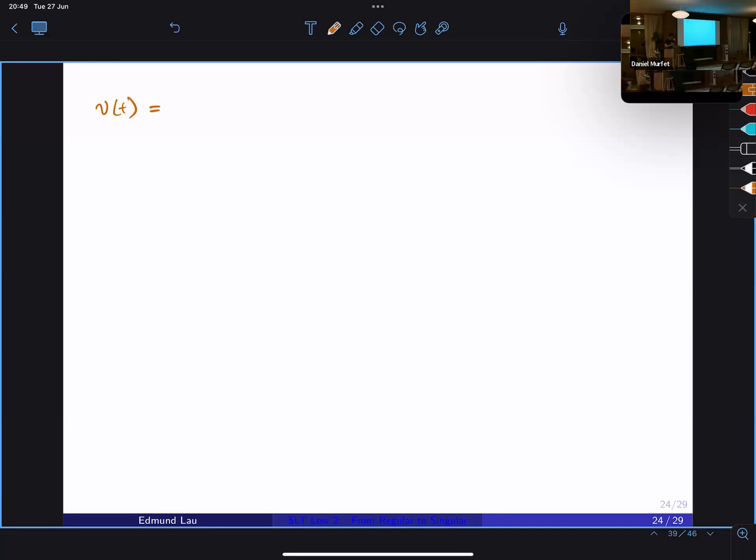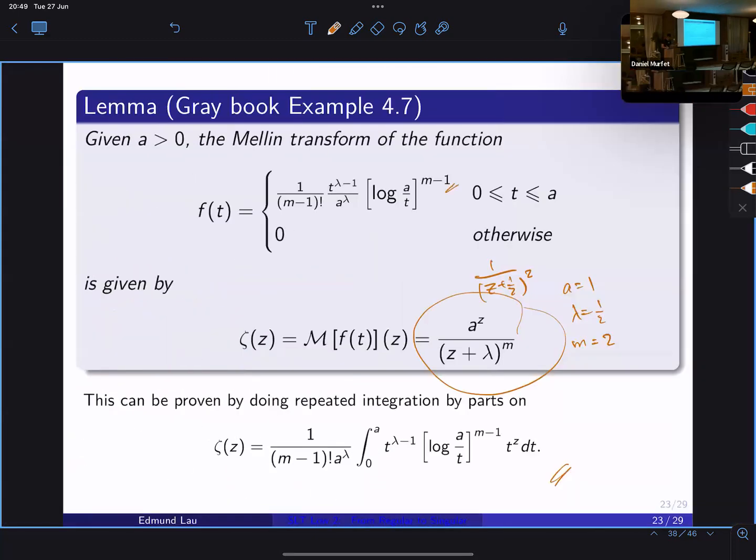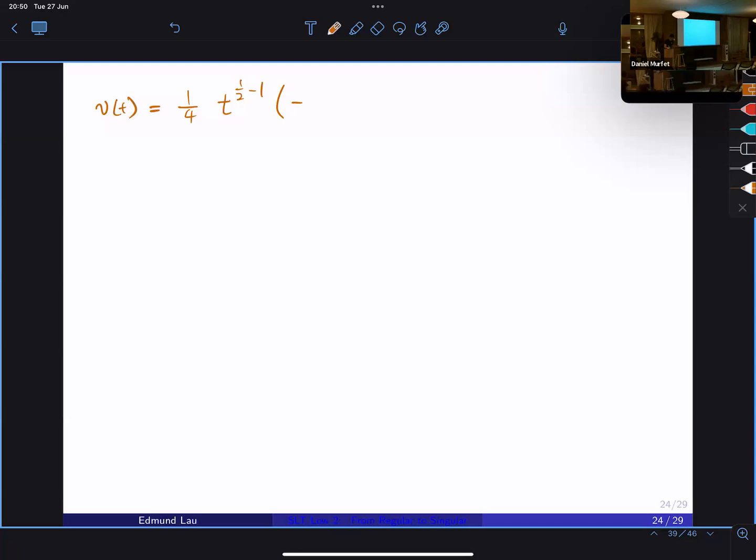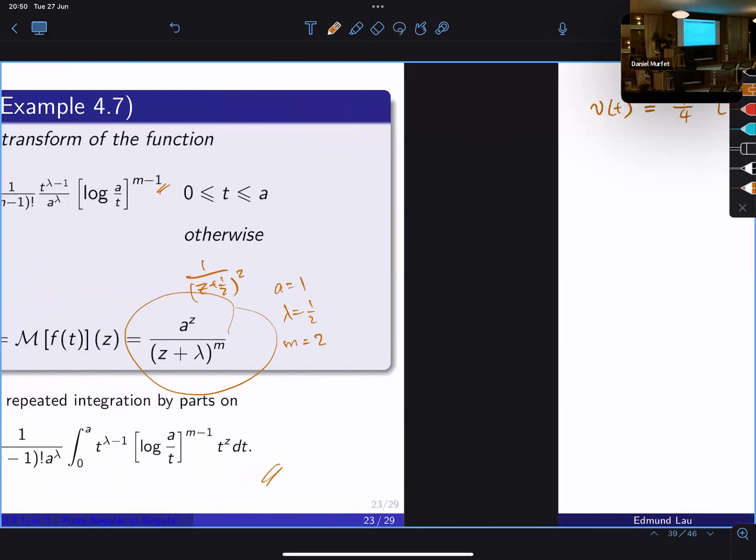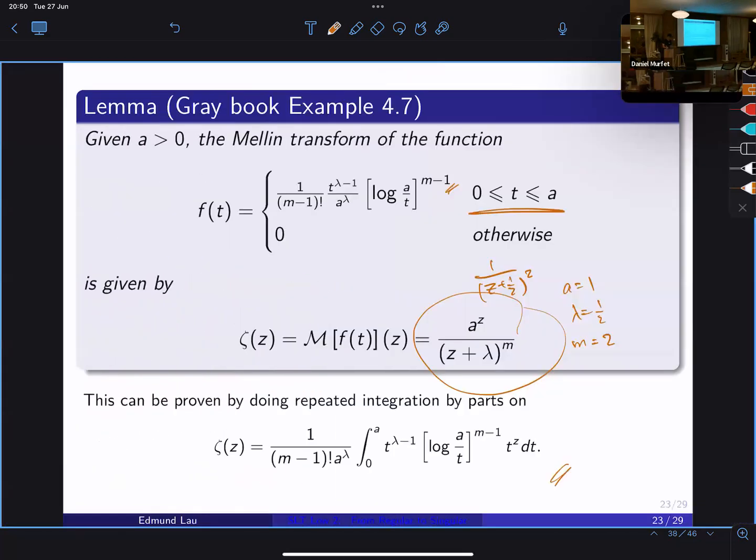Okay, so we sort of pattern match, right? We have a corollary from last time. Our lambda was 1/2, and then our m was 2, and in that there's m minus 1 in here. Our a was 1. Okay, so we get this. Crucially, it's only this expression between 0 and a and 0 elsewhere.